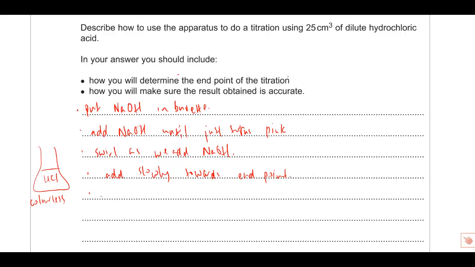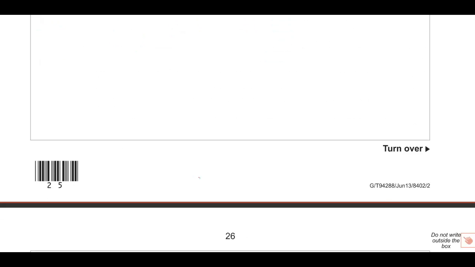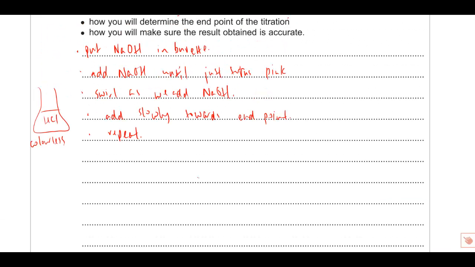A few ones could be repeat the results. It's always good for accuracy. It's always a classic one. And I'm probably going to leave it there for accuracy. So swirl, add slowly, and repeat. 5 potential marks there. They're only taking 2 of the accuracy marks there.